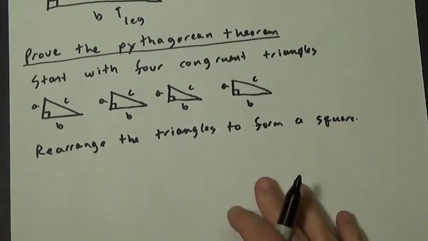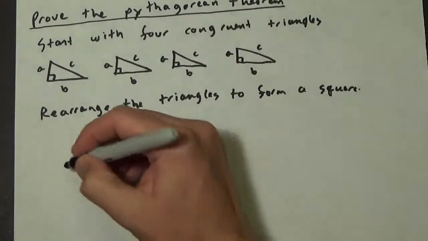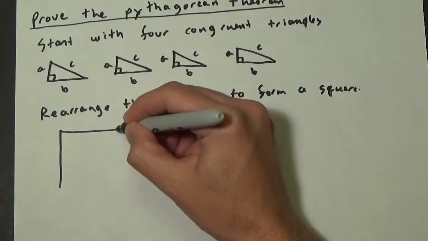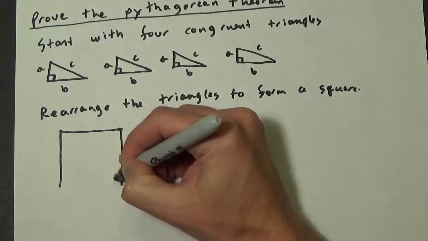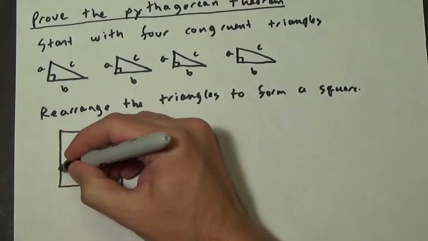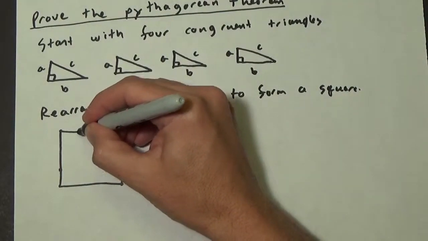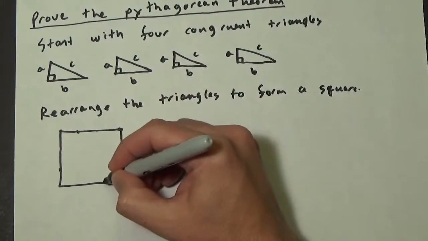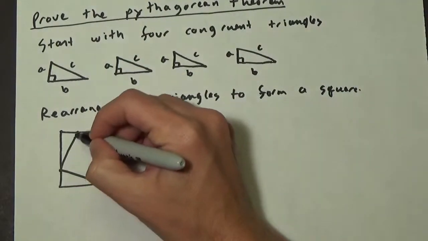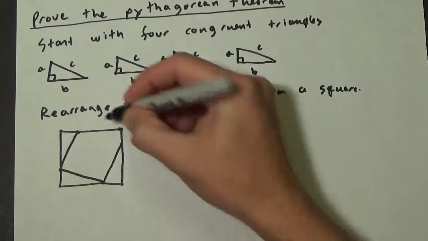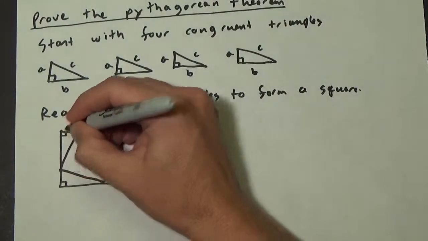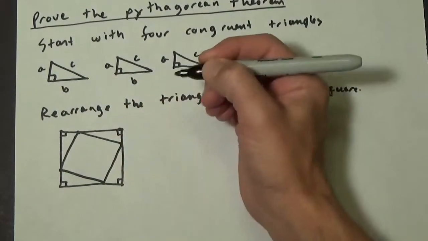Alright, so this is how we do this. Let me try to draw this somewhat well. Okay, that's not too bad. It's not too shabby. So here we got that, that, that, that.